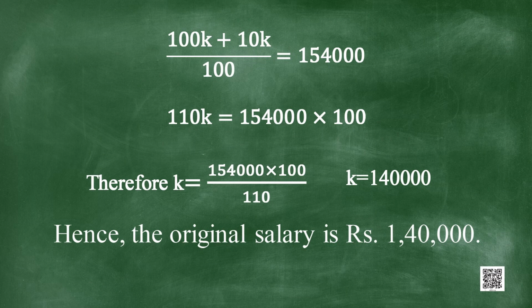On simplifying, we get 100k plus 10k divided by 100 is equal to 1,54,000. So, therefore, 110k is equal to 1,54,000 multiplied with 100. So, therefore, we get k is equal to 1,54,000 multiplied with 100 divided by 110. On simplification, we get the value of k is equal to 1,40,000. Hence, the original salary is rupees 1,40,000.